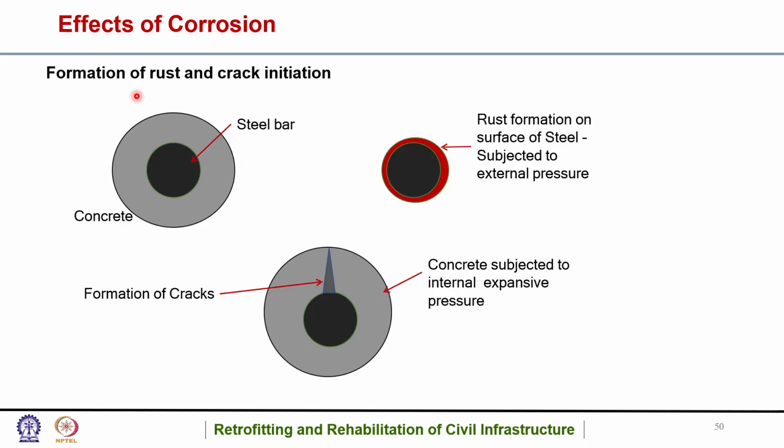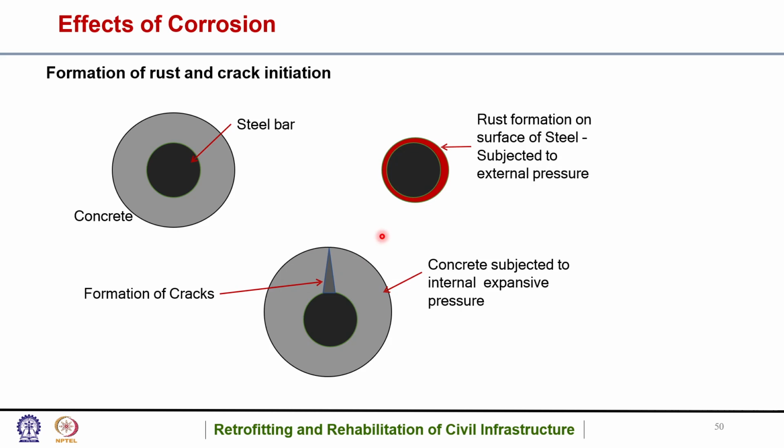So how the corrosion actually affects the structure. So it is very simple: the formation of rust and crack initiation. So this is a sound specimen of steel rebar and concrete, that is reinforced concrete. After corrosion there is a formation of rust on the surface of steel, and that results in creation of external pressure. That means it induces some tensile stress on the nearby concrete.